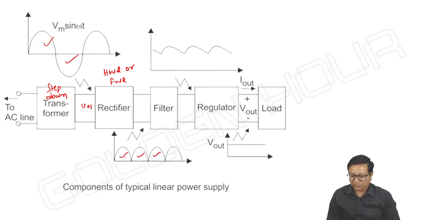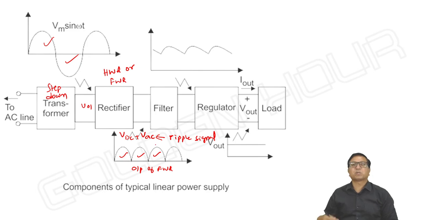The rectifier may be a half wave rectifier or a full wave rectifier, which converts the bipolar signal into unipolar signal. Of course, here this is the output of full wave rectifier, and this signal can be represented as a combination of DC and AC according to Fourier series, as we all know. And this unwanted AC is known as ripple signal.